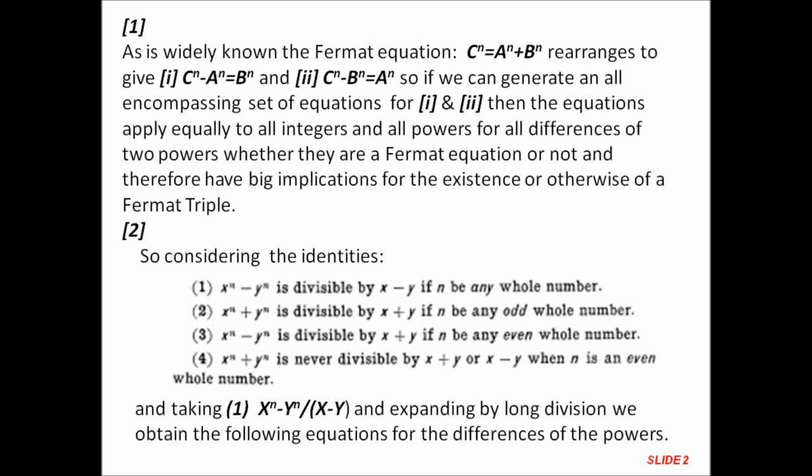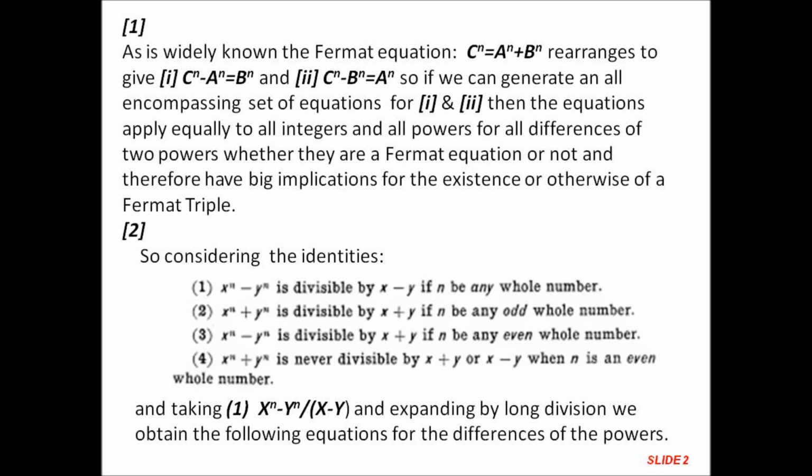1. As is widely known, the Fermat equation, c to the n equals a to the n plus b to the n, rearranges to give 1. c to the n minus a to the n equals b to the n, and 2. c to the n minus b to the n equals a to the n.